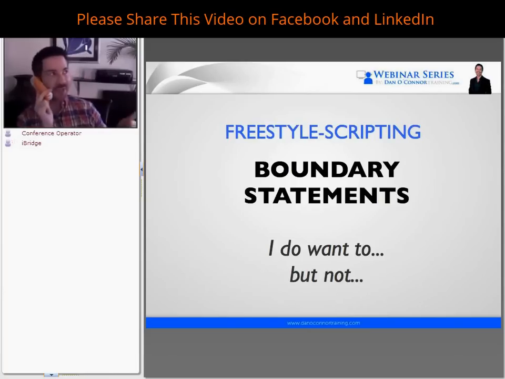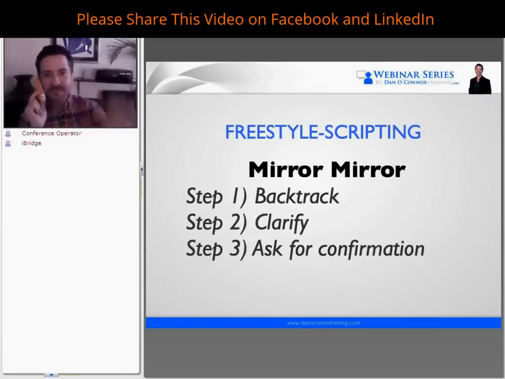So remember now, we're using things such as our visual cues and our boundary statements. We're also going to use assertive communication techniques such as the mirror mirror. The mirror mirror is a communication technique that you would use with a backstabber or someone who's talking about someone else at work, or talking about you, somebody who's being negative and passive-aggressive.